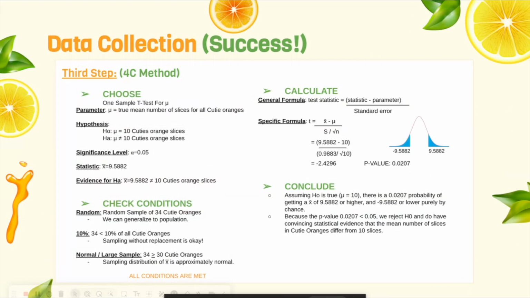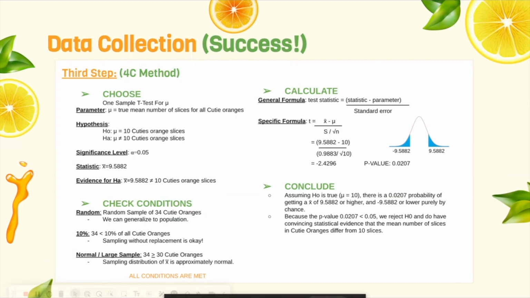And when we peeled orange number 2, we found there were 10 slices, and so on. After we collected our data, we continued to use the 4C method. We chose a one-sample t-test for population mean. Our parameter is the true mean number of slices for all Cutie oranges. The hypotheses: H0, the population mean equals 10 slices, and HA, the population mean differs from 10 slices. The significance level is 0.05, and our statistic is 9.5882, which is evidence for HA because it's different from 10 slices.